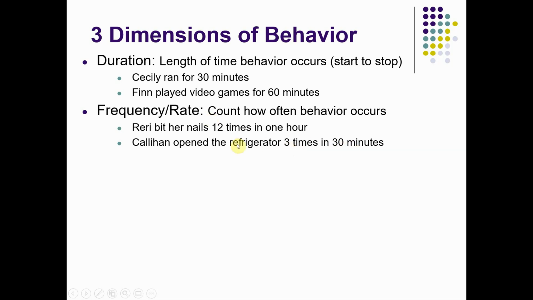Now, these measures are different than what we have up here with duration, and oftentimes they're good for behaviors that occur quickly. But I want you to note that we're still looking at how many times something occurs within a timeline, because Rary biting her nails 12 times in 1 hour might be different than Rary biting her nails 12 times within the course of 24 hours. Or Callahan opening the refrigerator 3 times in 30 minutes is different than Callahan opening the refrigerator 3 times within 6 hours. So we're looking at a count or an amount with frequency or rate.